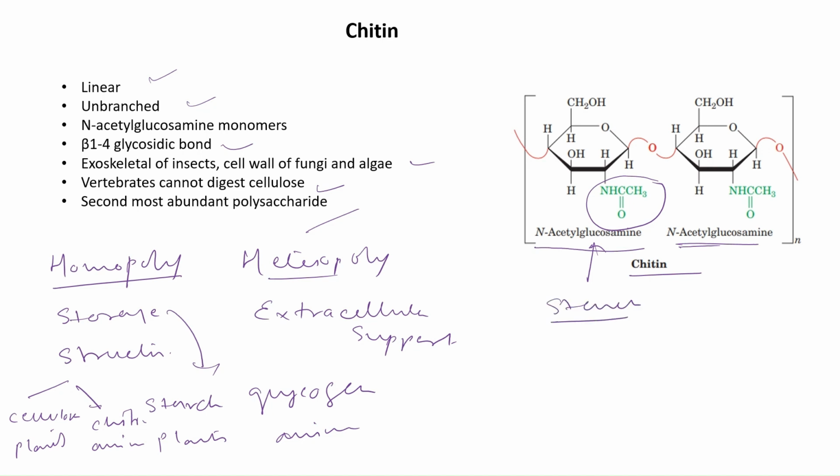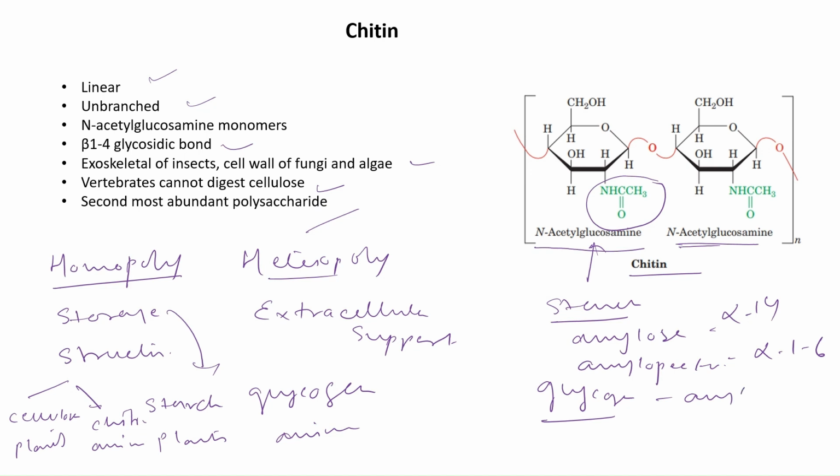Starch has amylose and amylopectin. Amylose has alpha 1,4 linkage, and amylopectin has alpha 1,6 branches. Glycogen is like the amylopectin of starch. Cellulose is like the amylose of starch; the difference is that it is in beta conformation, while amylose is in alpha conformation. That's why we cannot degrade cellulose, because we don't have the enzyme to degrade the beta glycosidic bond. Chitin is also like amylose; the difference is that it contains N-acetyl glucosamine monomers.